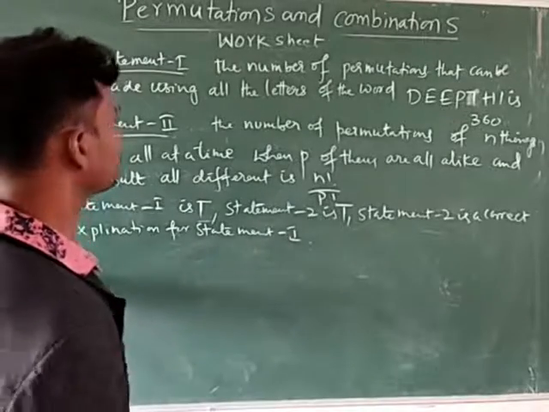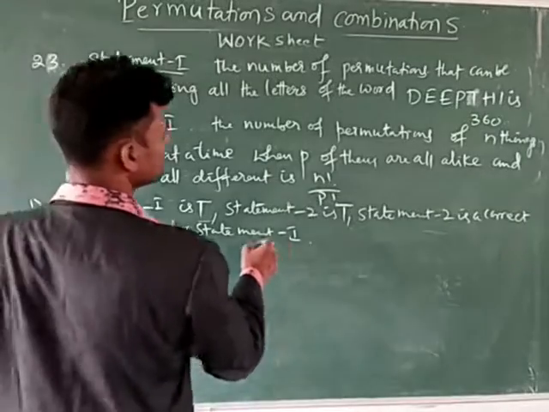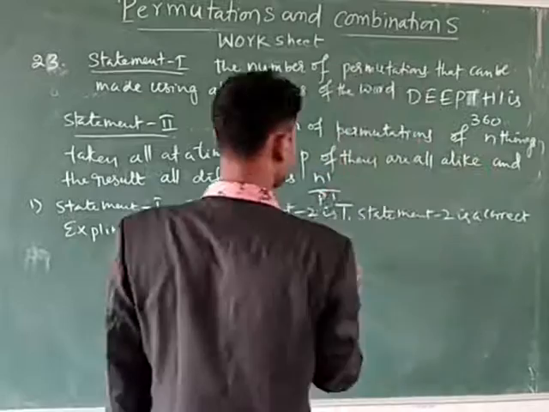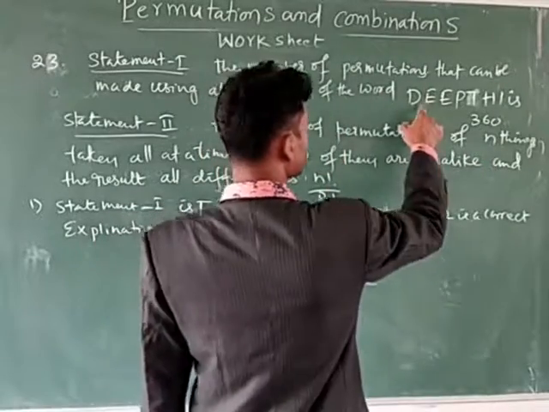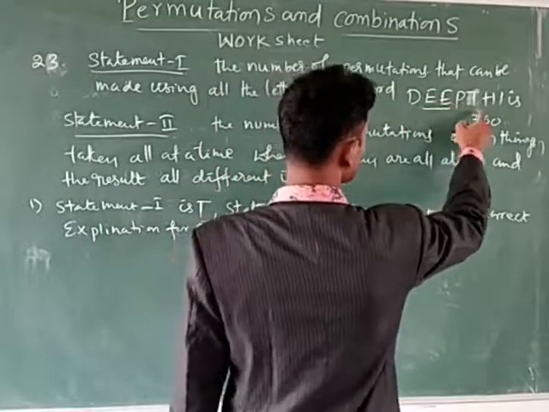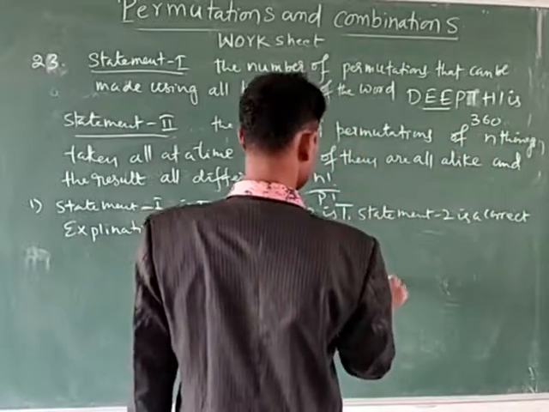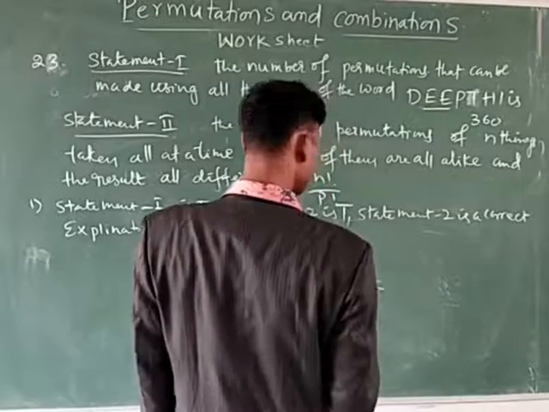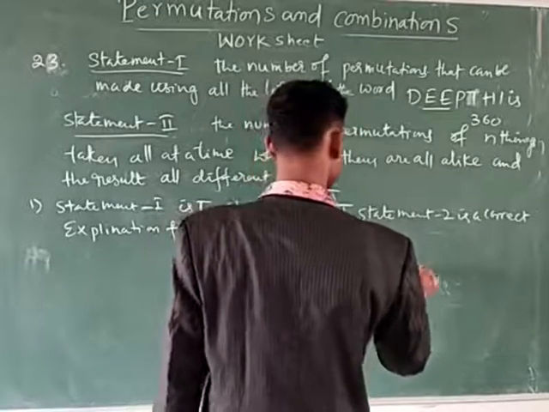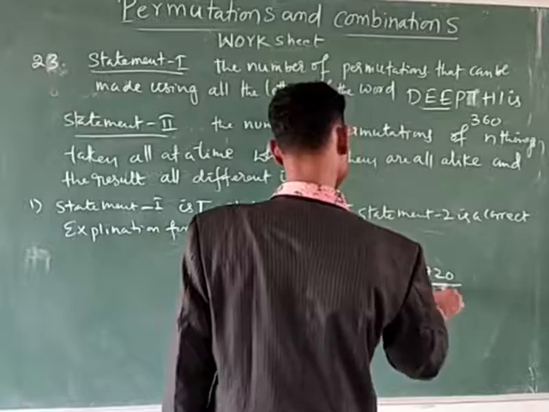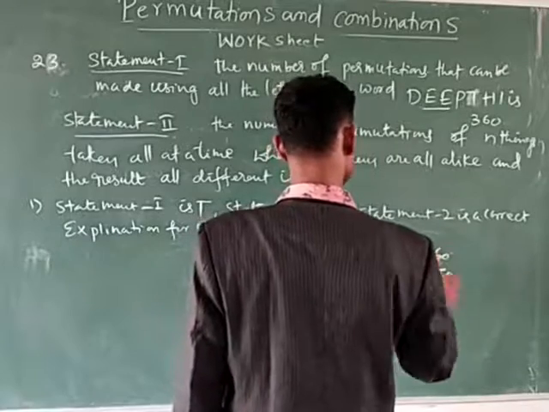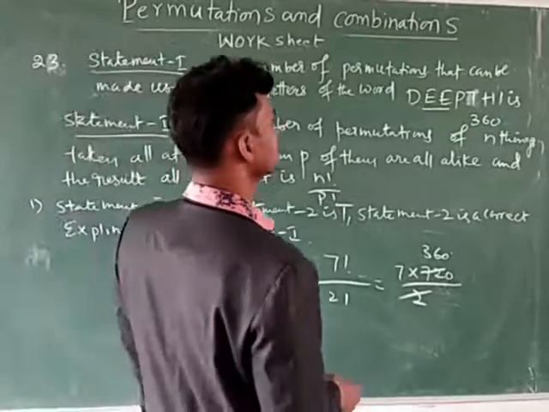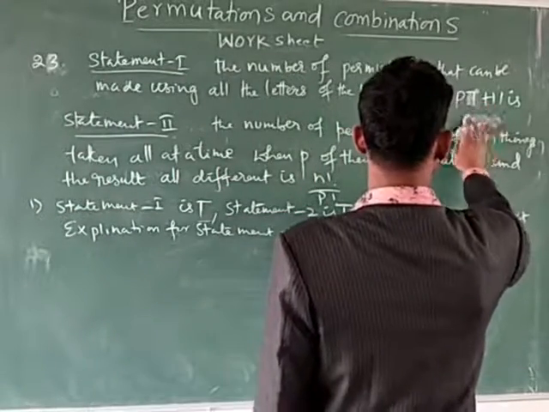This is the correct option. See here, DEPTHI has 1, 2, 3, 4, 5, 6, 7 letters. So 7 factorial, divided by the repeated letters, 2 letters, 2 factorial. 7 factorial means 7 into 6 factorial, 720, so 7 into 720 by 2. DEPTHI, here DEPT, wrong as given.